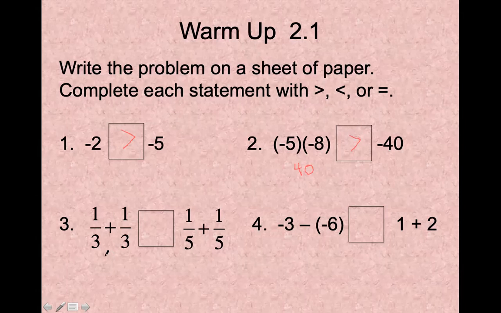On number 3, 1/3 plus 1/3 is 2/3. 1/5 plus 1/5 is 2/5. Which is bigger? Well, we look at this denominator. 2/3 of a cake is bigger than 2/5 of a cake. So this one is greater. So far, they're all opening to the left. All right, let's look at number 4. -3 minus a -6 is the same as -3 plus 6. So that would be 3. And on the right side, 1 plus 2 is 3. So these two are equal.